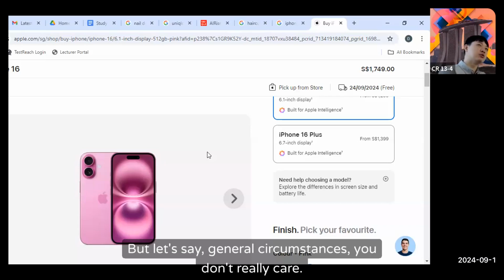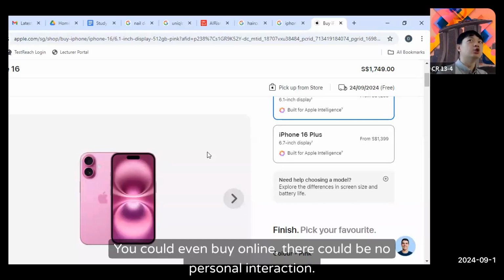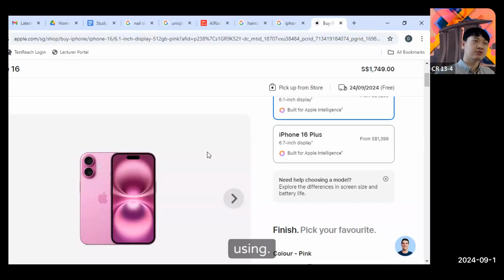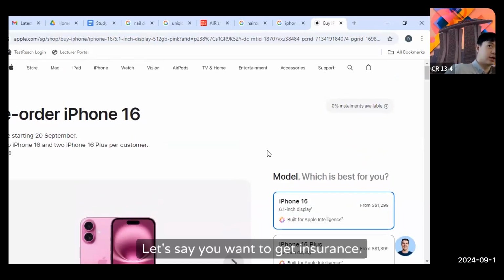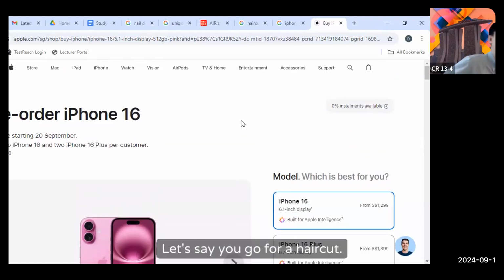But in general circumstances, you don't really care. This is just the product you want. You could even buy online, with no person interaction. You buy online, the person delivers to your house, you pick it up, and then you start using it. That's for a product. Let's say you want to get insurance. You buy insurance, right? No insurance. Okay, great. Let me sell you later.